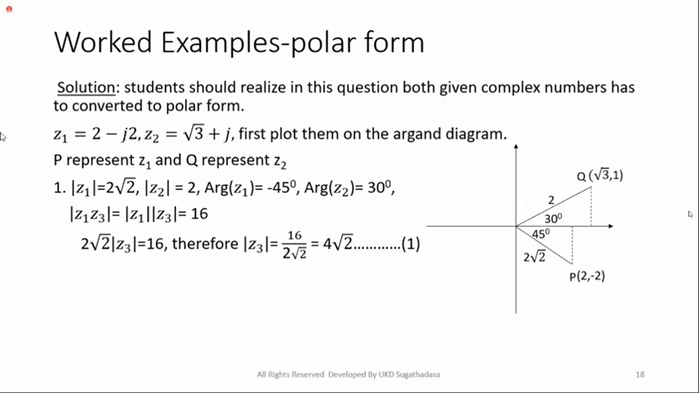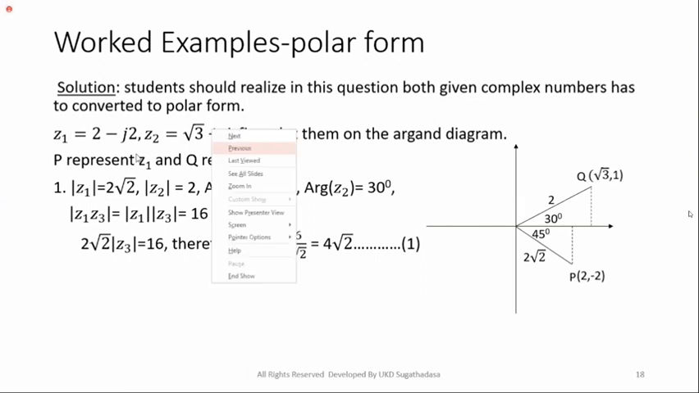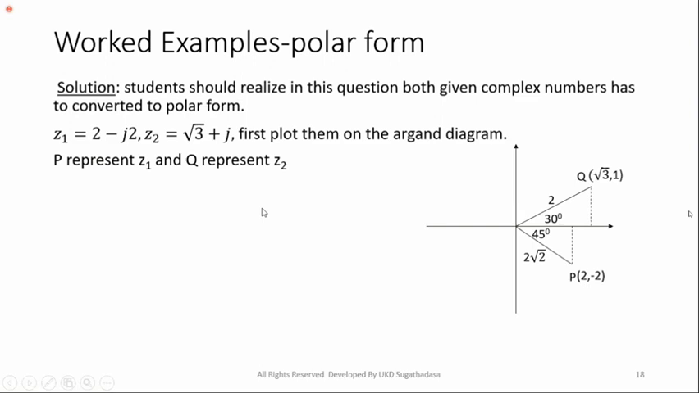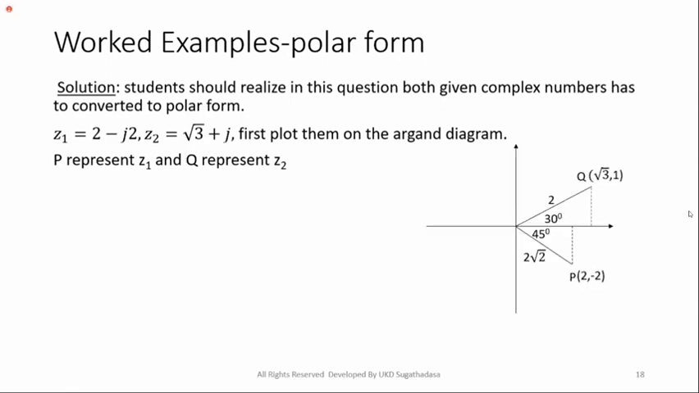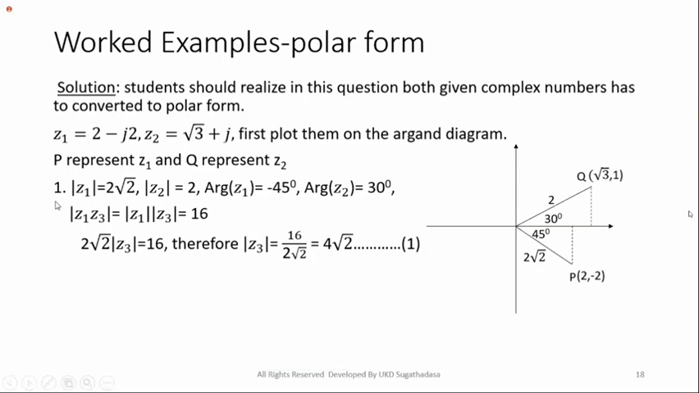Now take the given information. Modulus of Z1 times modulus of Z3 equals 16. That is given in the first part. And if I go to the previous slide, you see that is given. You see the question, and you have printed the question. That's given in the first part, right? So modulus Z1 Z3 is 16.